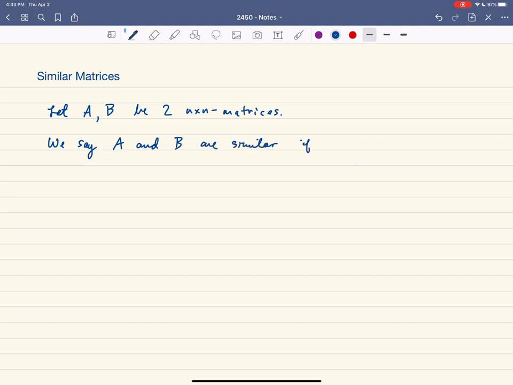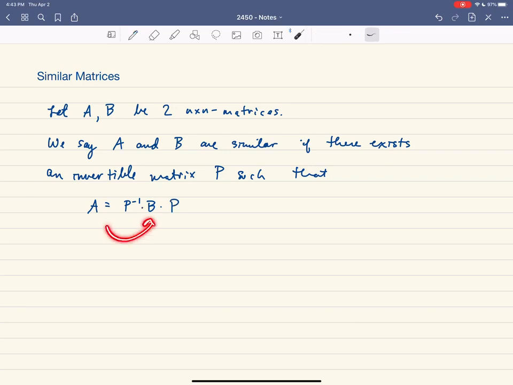if there exists an invertible matrix P such that A is equal to P inverse times B times P. Okay, so if there's such a matrix P, we say that A and B are similar.